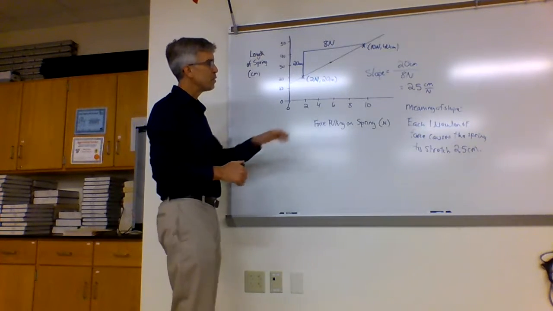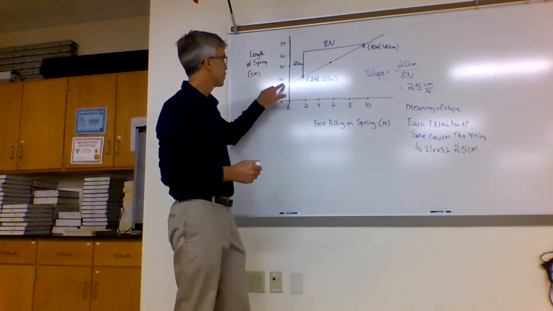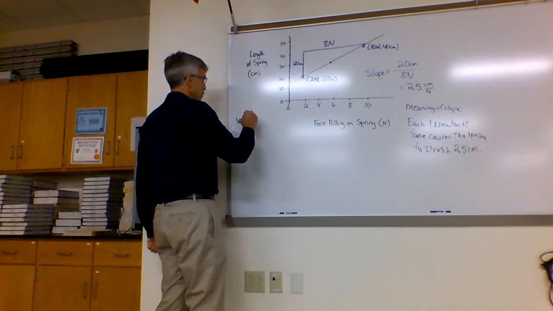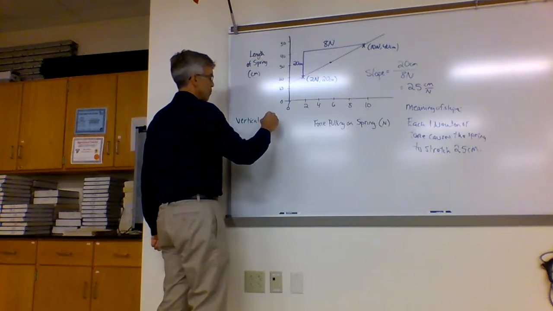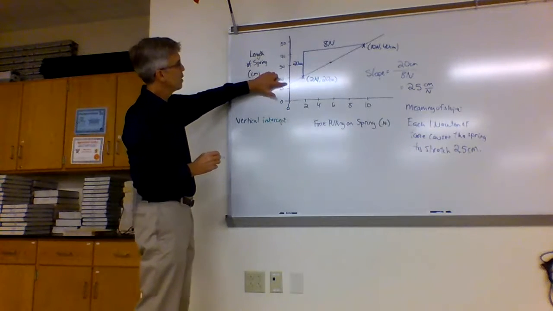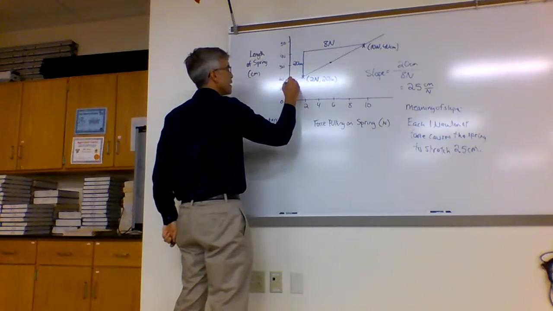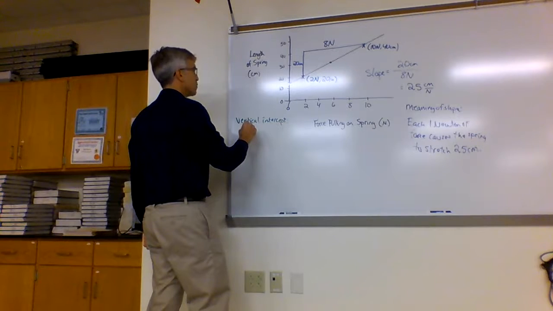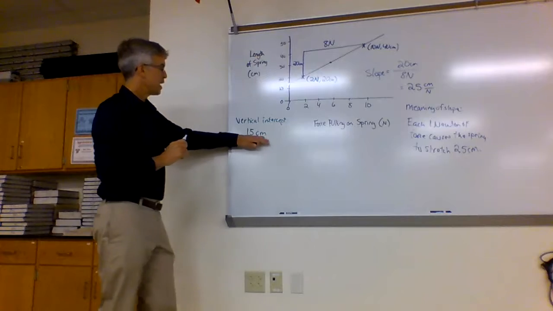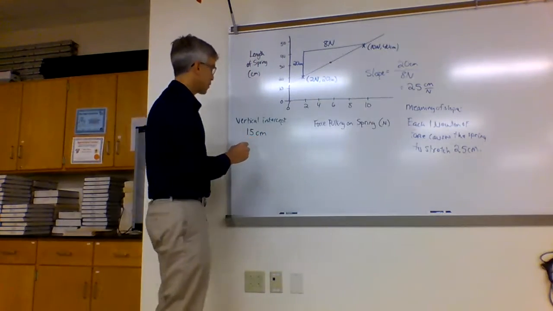All right, now the slope will be part of our equation, but the other part of our equation is the vertical intercept. So I need to identify the vertical intercept. And if I look at the graph, the line that goes through the data points is crossing the vertical axis right here at about 15 centimeters. So I have my vertical intercept and I have my slope, and I can write the equation of the line.